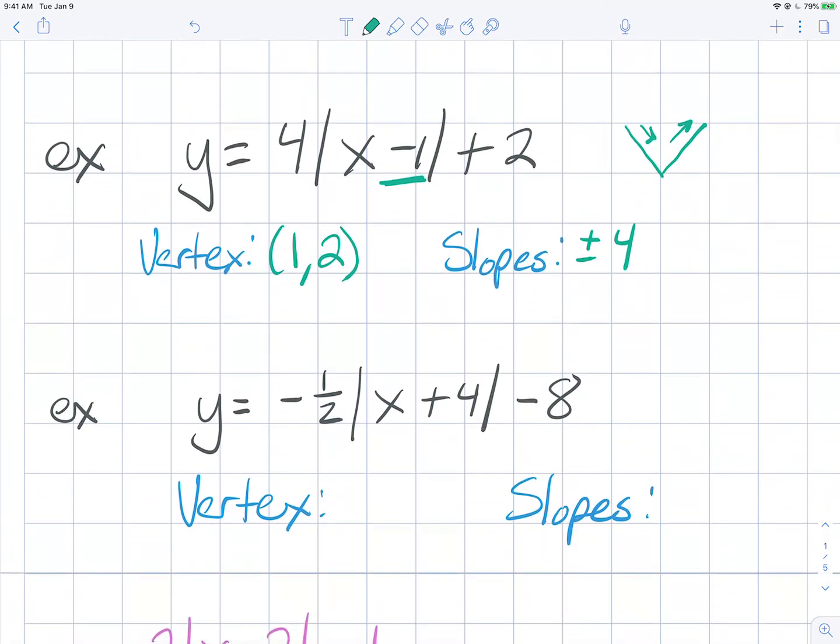If my equation was y equals negative 1/2 absolute value of x plus 4 minus 8, my vertex is negative 4, remember opposites, comma, negative 8, and my slopes are a positive and negative 1/2, and we know that it's going to open down. It's going to flip over because of this negative sign right there. So while they are going to be a slope of 1 over 2, it's going to be down 1, left 2, down 1, right 2, going upside down.